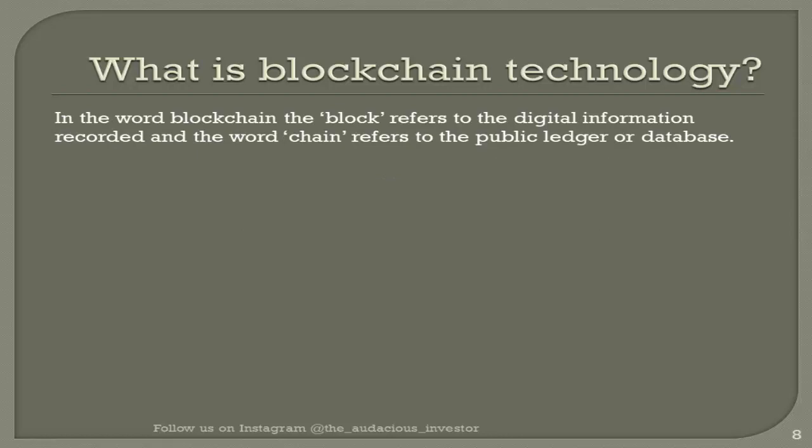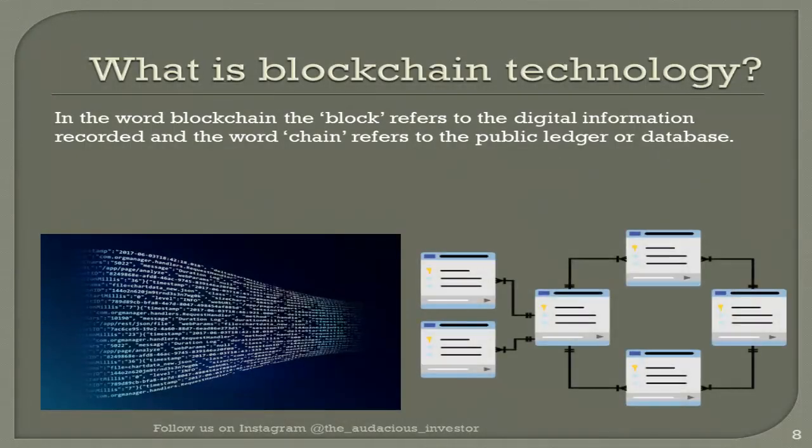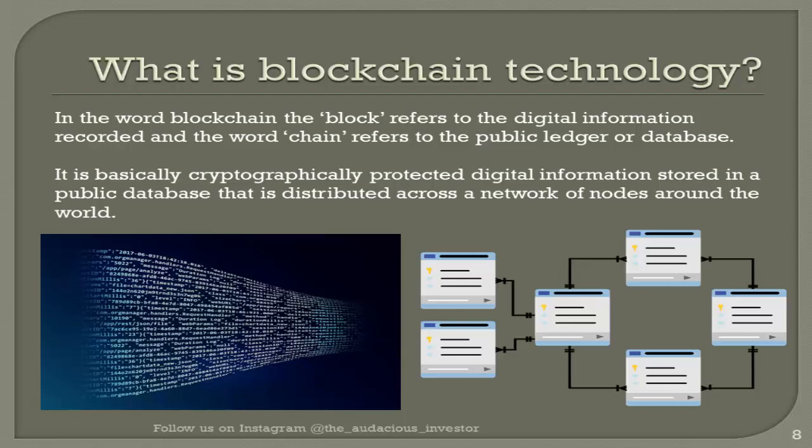So in the word blockchain, the block refers to the digital information recorded. So the block refers to the data that is recorded, and the word chain refers to the public ledger or database. So the data is recorded in a public ledger or database. So it is basically cryptographically protected digital information stored in a public database that is distributed across a network of nodes around the world.